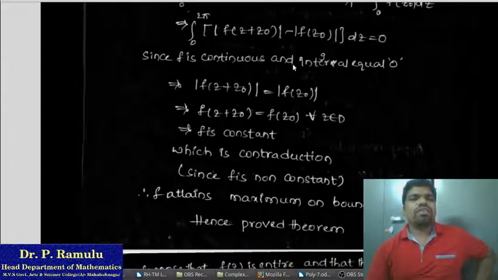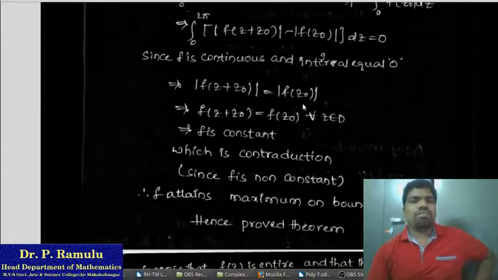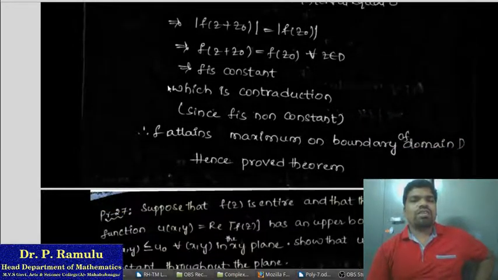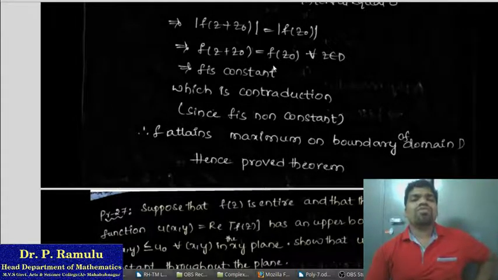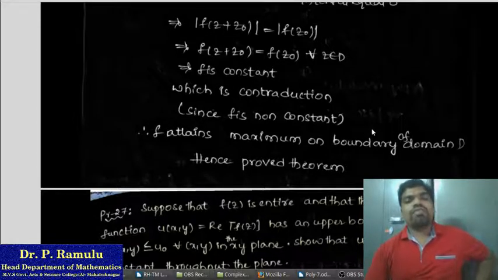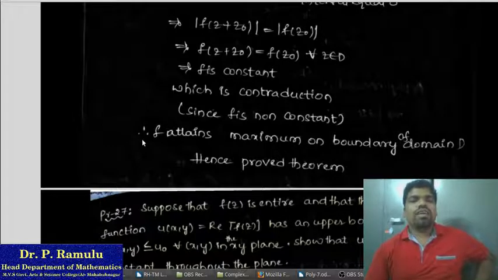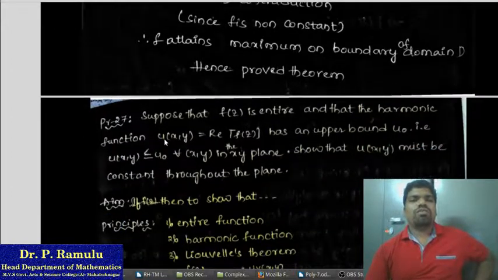Since f is continuous and the integral equals 0, mod f of z naught plus z naught equals mod f of z naught, which implies f of z naught equals f of z for all z belonging to D, which implies f is constant. This is a contradiction, since our f is a non-constant polynomial. So our supposition is wrong: f attaining its maximum value inside D is wrong. Therefore, f attains its maximum value on the boundary of the domain D. Hence the maximum value principle is proved.